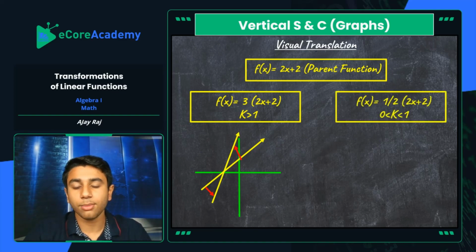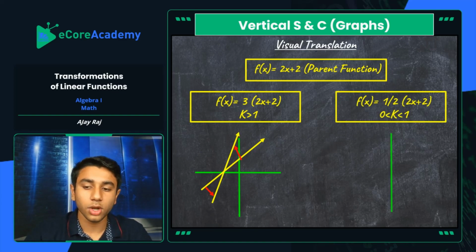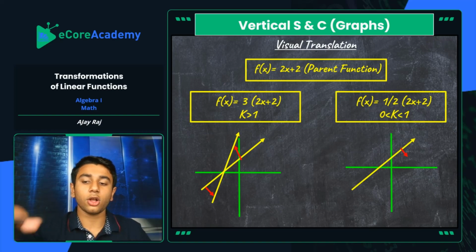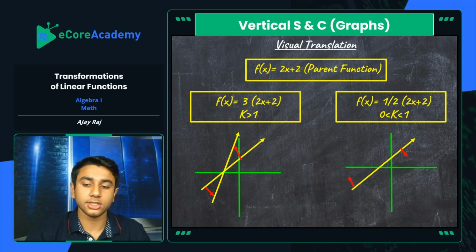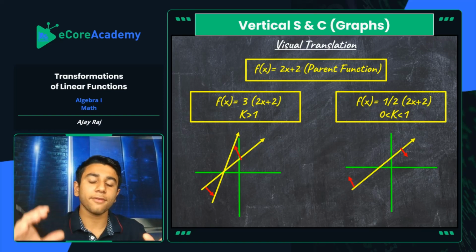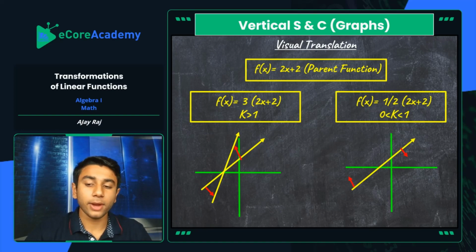And then on the right-hand side, we have our compression. We're multiplying by 1/2 since it's between 0 and 1. We know it's going to be a compression. And as you can see, our parent graph, 2x plus 2, we're going to start to draw that closer to your x-axis. So now we're moving towards your x-axis on both sides of the graph, and we're moving away from our y-axis. So you're compressing it towards your x-axis. And that's what our new graph looks like.